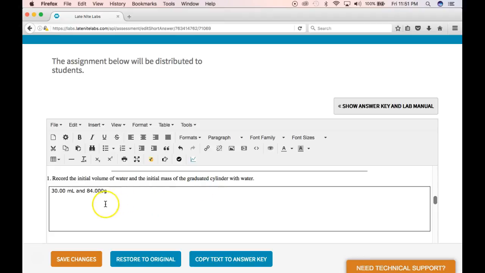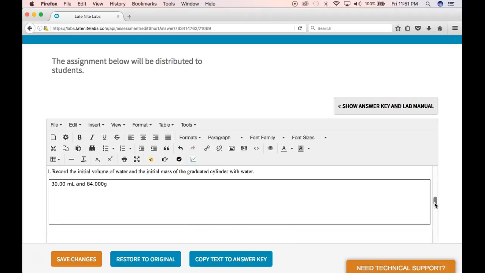Now, in the third experiment, you took 30 mils of water and added it to the empty cylinder. So 30 mils of water should weigh about 30 grams. So 30 plus that 54, which is the empty cylinder mass, should come out to be 84 grams. So this is your initial volume and your initial mass.